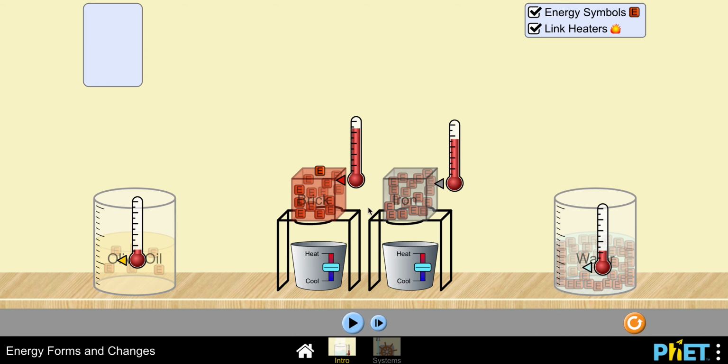Now, interestingly, see how this temperature here is way up here? If I want to get the iron to that temperature, I need to add a bunch more thermal energy. And so we're going to play. If I want to get this up to the same temperature as the brick, then I must put in a lot more thermal energy. And that's why when we started at room temperature, we had more thermal energy in the water, because it took more energy to get it up to room temperature.